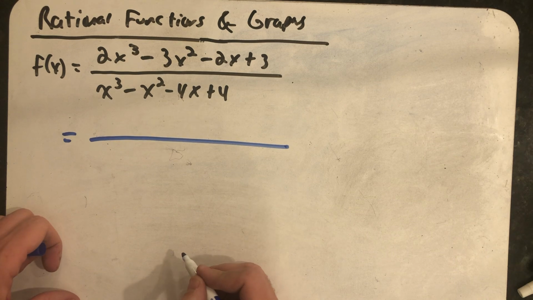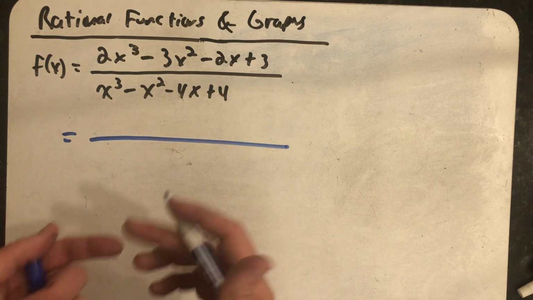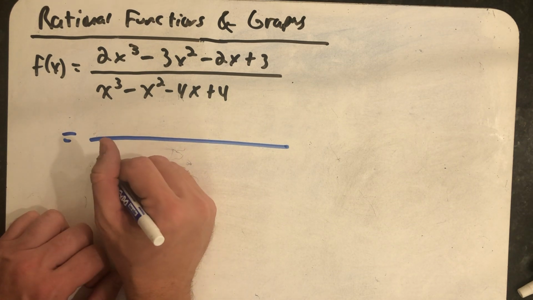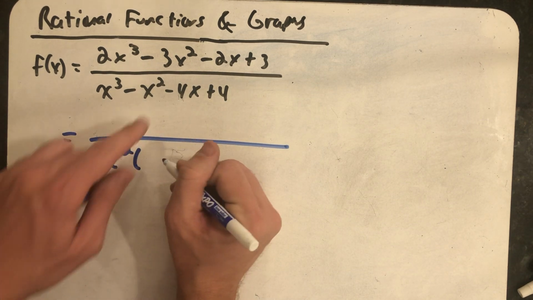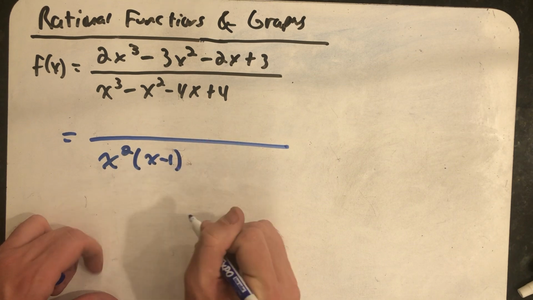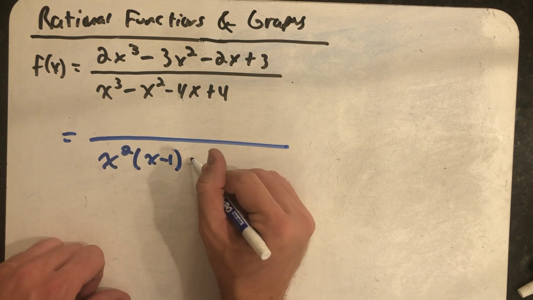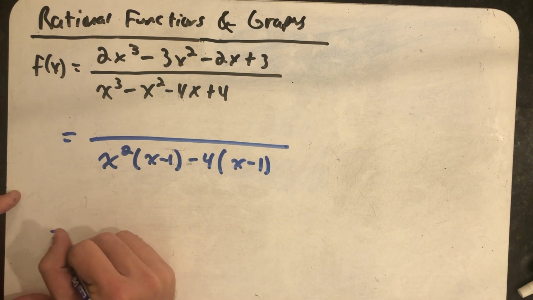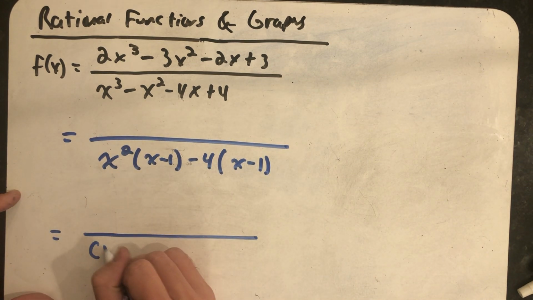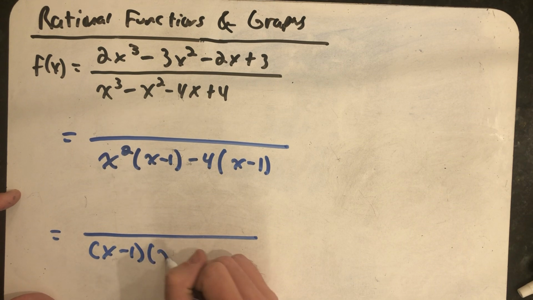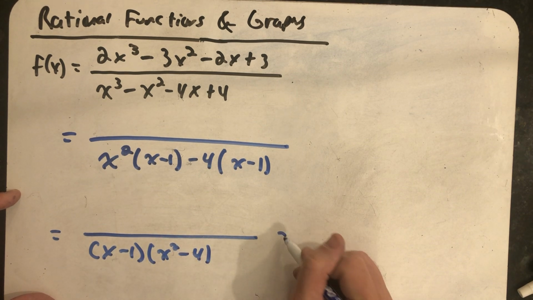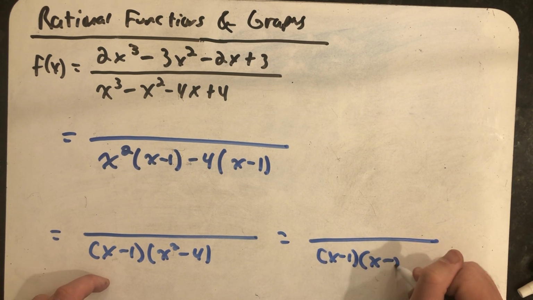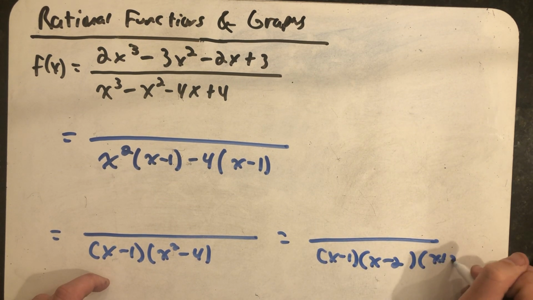Well, looking at the bottom, it's a cubic polynomial with 4 terms, and I see some nice patterns here. I think I get to factor it by grouping. So on the bottom, I could factor out an x squared from the first two things, and I'm left with an x minus 1. I could factor out a minus 4 from the other two and I'd be left with an x minus 1. So that's looking pretty good. Factoring out that common binomial, I have x minus 1 times x squared minus 4. And so that's x minus 1 times x minus 2 times x plus 2.